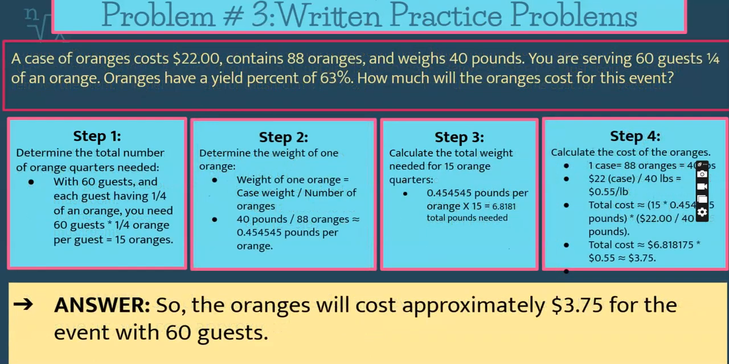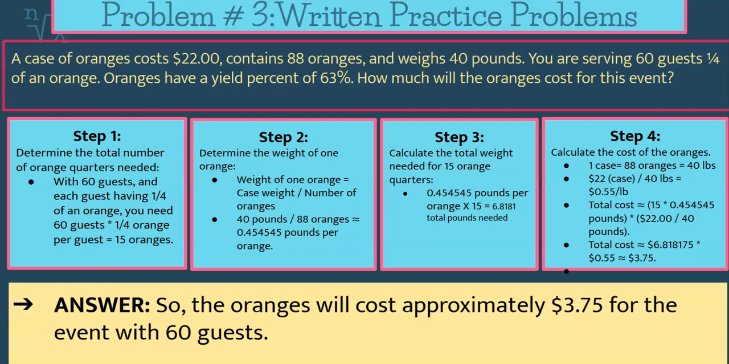All right, and last but certainly not least. In this situation, a case of oranges costs $22, contains 88 oranges, and weighs 40 pounds. You are serving 60 guests a quarter of an orange. Oranges have a yield percent of 63%. How much will the oranges cost for this event?